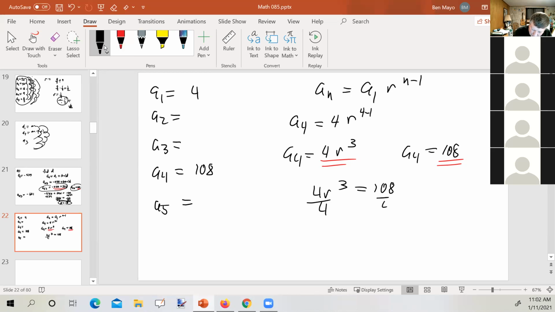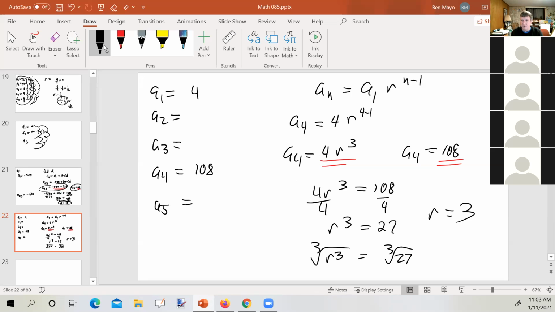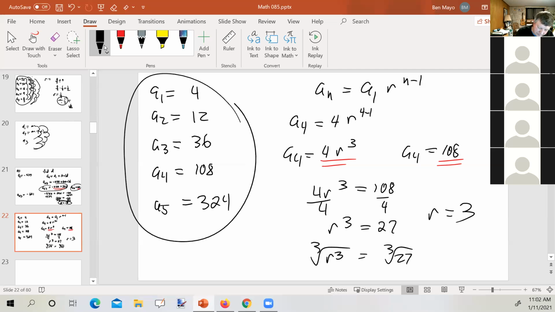To solve for r cubed, divide both sides by 4, and we get what, 27? 25, yeah. So now, taking the cube root, r equals, what times itself is 27. 3 times 3 is 9 times 3 is 27. So now I know that r is 3. So 4 times 3 is 12, times 3 is 36, times 3 is 108, times 3 is 324. And there you have it.